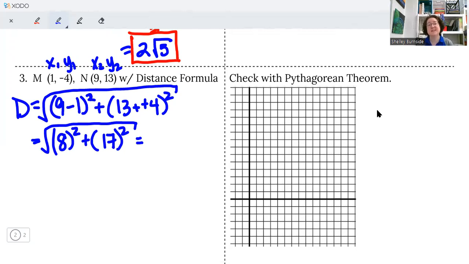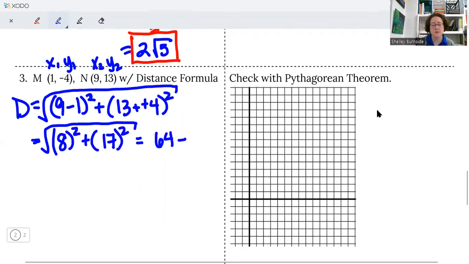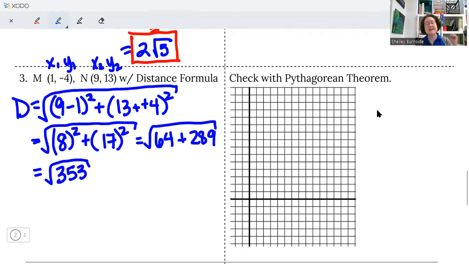So you can always pull up Desmos either on your computer or your phone if your substitute is worried about you having a phone. Replay this part of the video as long as you're using your phone as your calculator. But when you do square those out, you're going to get 64 and 289. Add those up, you will get 353. And unfortunately, 353 is a prime number.